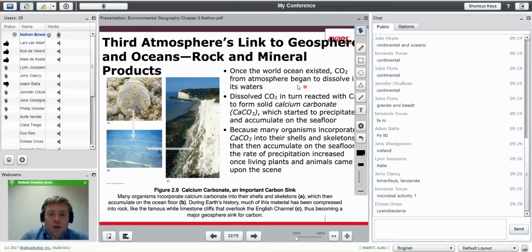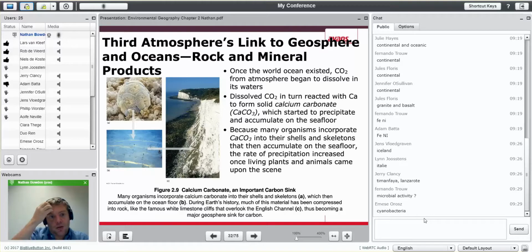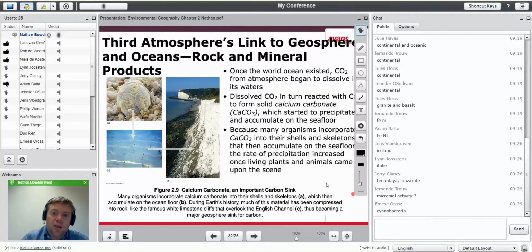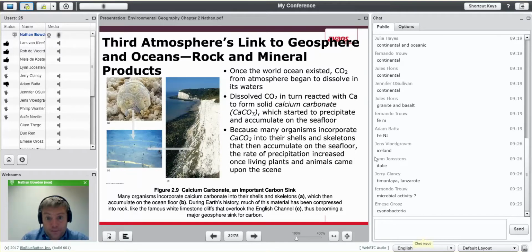Once the oceans existed, CO2 from the atmosphere began to dissolve into the waters. As I mentioned yesterday, when water drops through the atmosphere, it takes on CO2, which is why rain has a slightly lower pH than 7, because it has CO2 in it. This then eventually goes into the oceans, where the CO2 has a sink. We call it a CO2 sink.